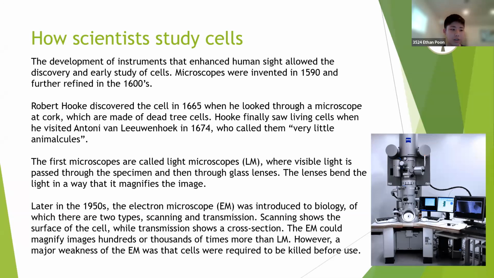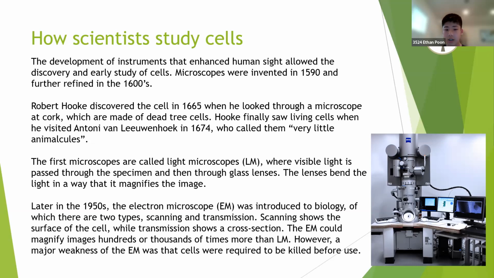So the first microscopes that were invented were called light microscopes, abbreviated as LM, where visible light is passed through the specimen, so like the thing you're looking at, and then through some glass lenses. These lenses bend the light in a way that magnifies the image, so like hundreds of times. These are probably the microscopes you have at your school in like a middle school or high school.